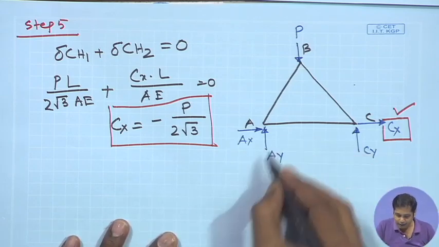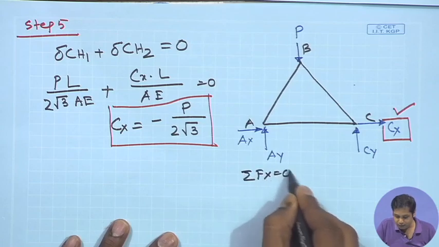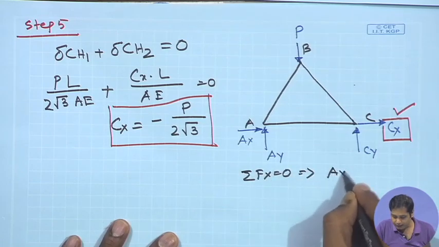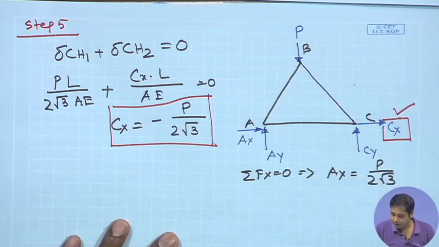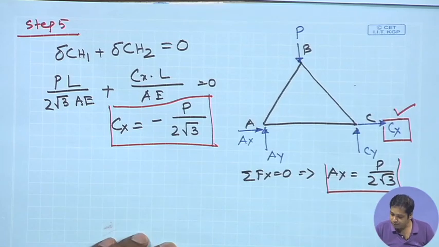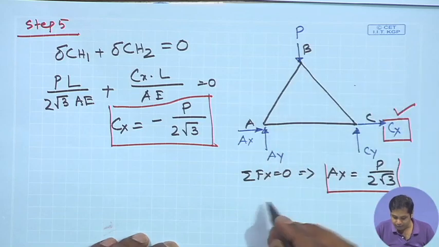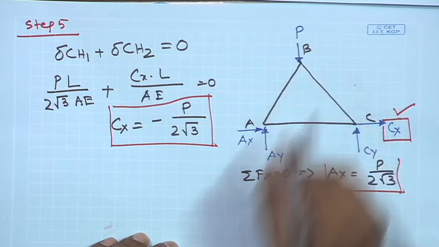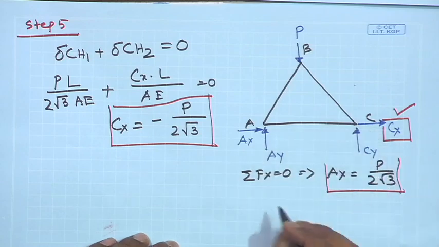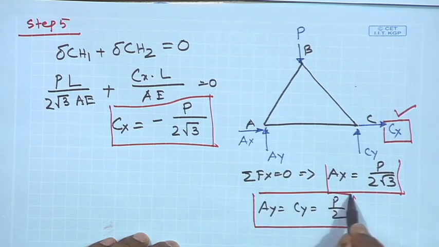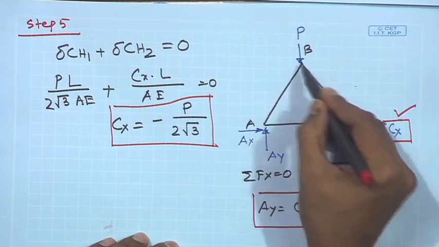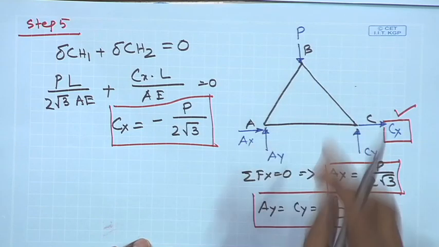So if we do that, if we take summation of Fx equal to 0, this gives us Ax is equal to minus Cx. So Ax will be P by 2 root 3. Okay. If we take summation of forces in the y direction and summation of moment equal to 0, we get Ay is equal to Cy is equal to P by 2. And the rest of the thing is you take the free body diagram of every joint and calculate the member forces.